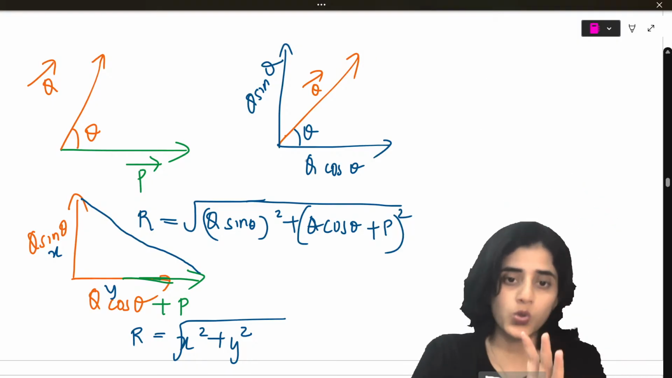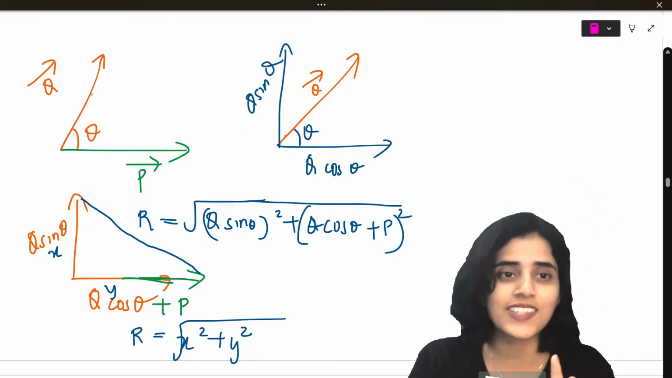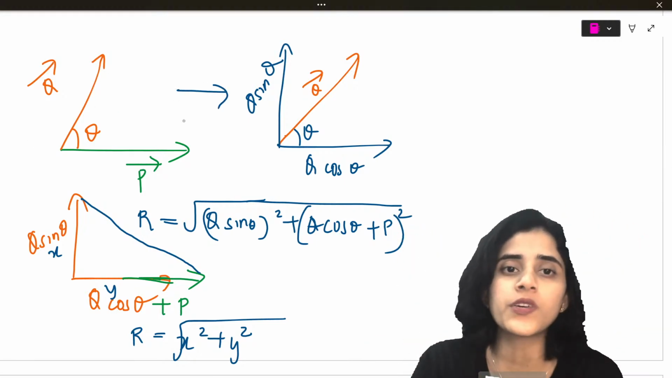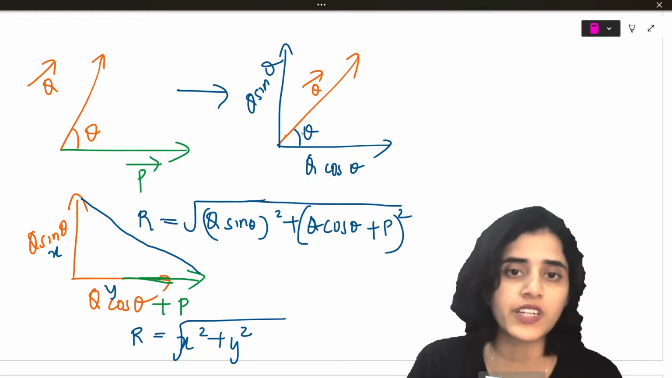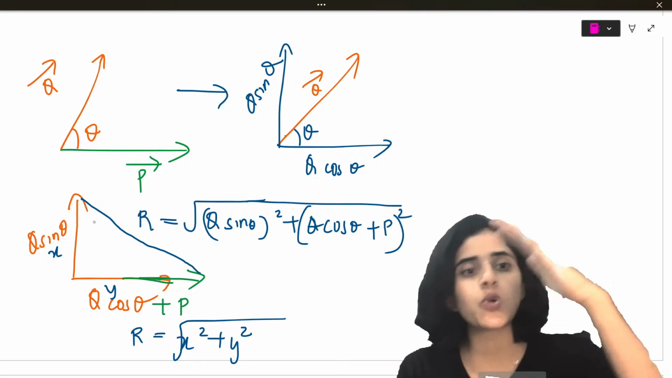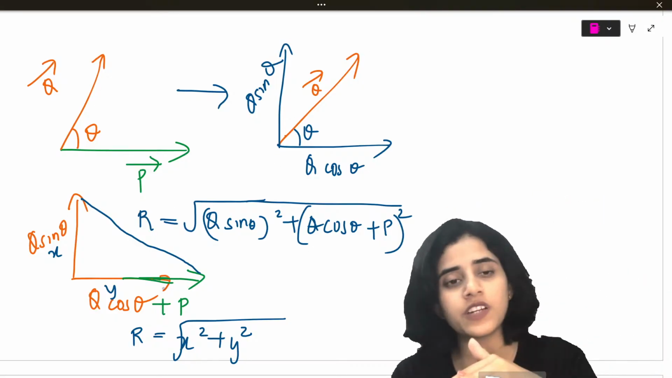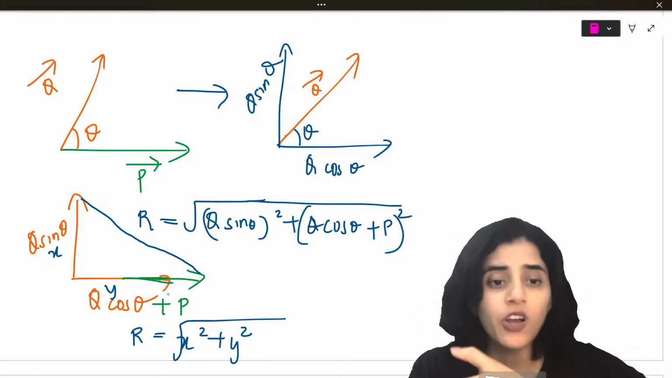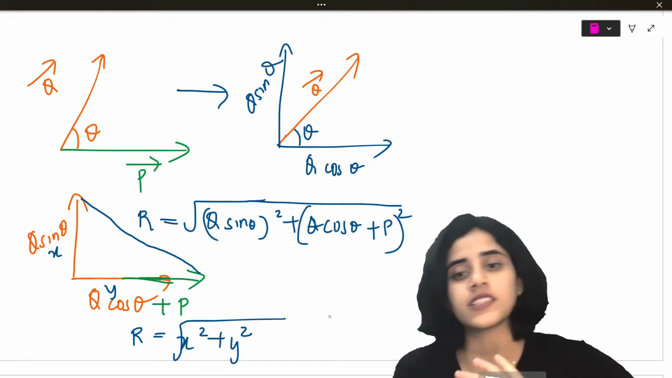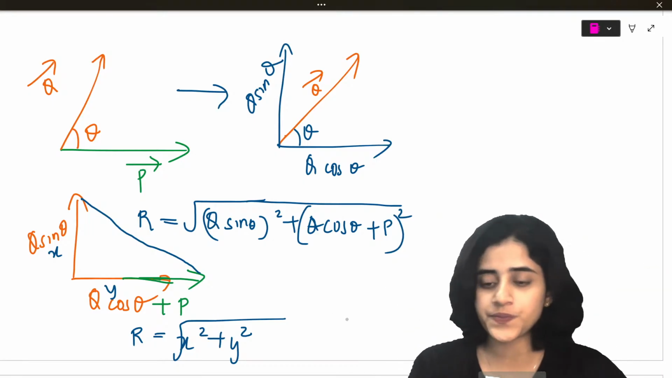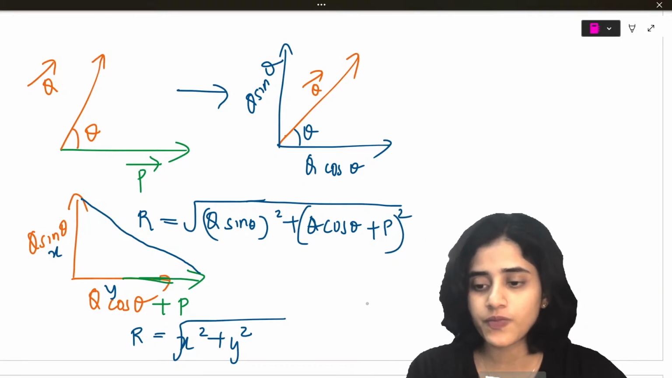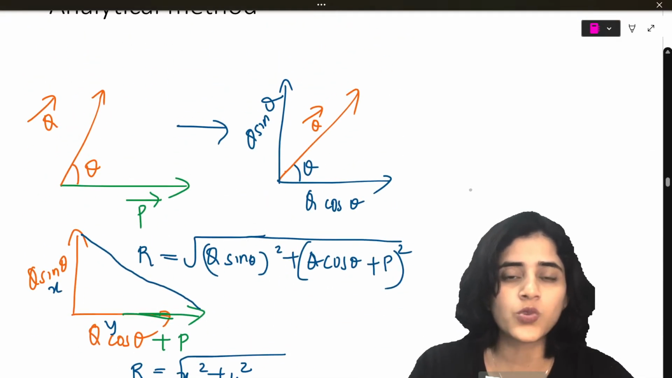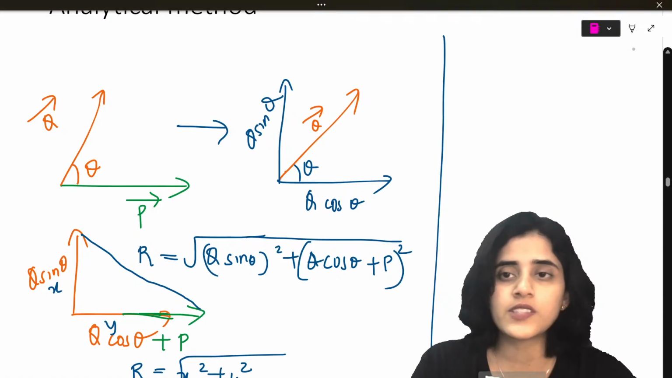So what did I do? Yes, I resolved Q. Since Q is at an angle, I resolved Q into a horizontal component and a vertical component. Now instead of Q, I will write the horizontal component and vertical component. But horizontally there is P also. So this becomes Q cos theta plus P. Now let's do the math.